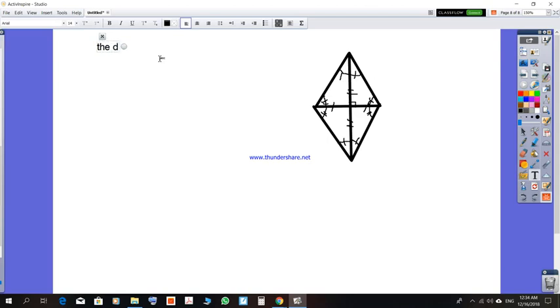Okay, so we said the diagonals in a rhombus are axes of symmetry.